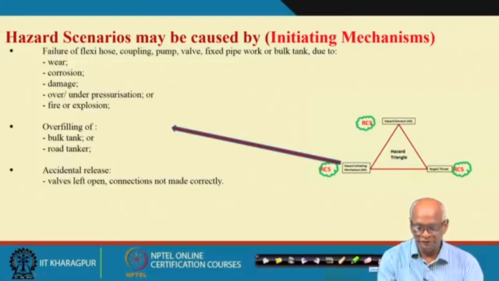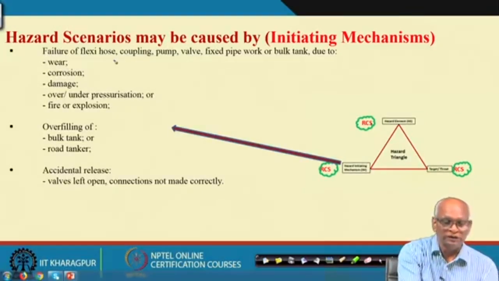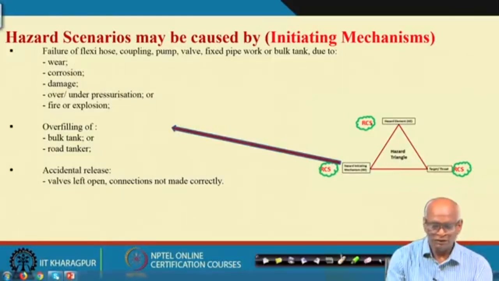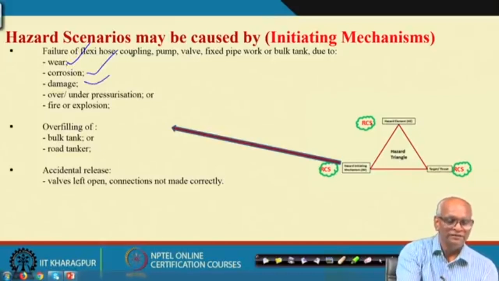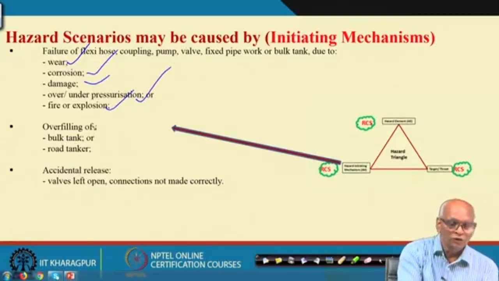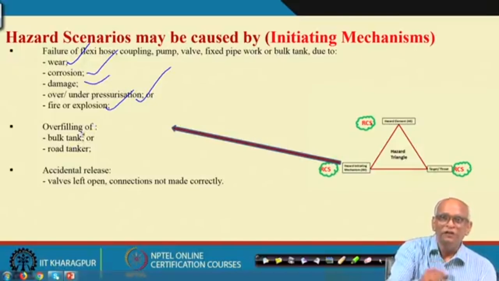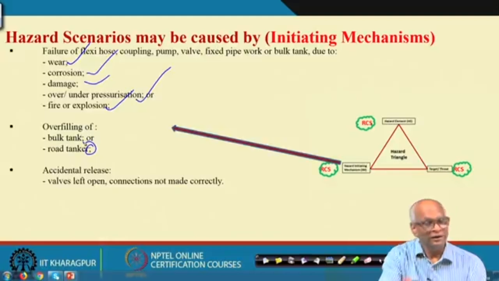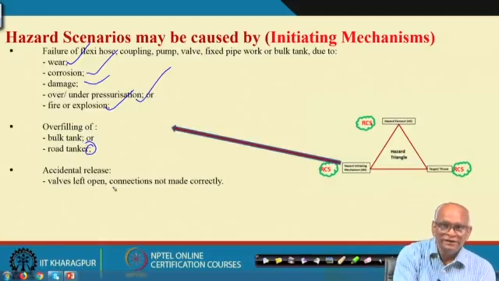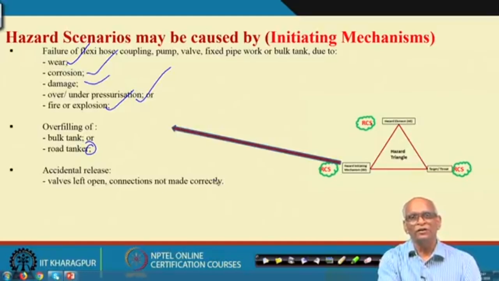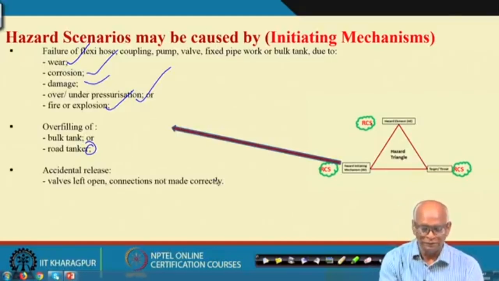What are the initiating mechanisms? Failure of flexible hoses, couplings, pumps, valves, fixed pipes. Why do they fail? Because of wear, corrosion, damage, over or under pressurization, fire, explosion. These are all hazard initiating mechanisms, or overfilling of a bulk tank. If you fill more, it will spill out. Overfilling of a road tanker, if you fill more, is an initiating mechanism. Accidental release: valves not closed, valves are open, connections not made correctly, are initiating mechanisms.